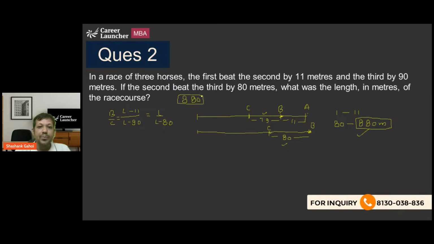I'll explain once more: B is 79 meters ahead of C and still needs to run 11 meters. B ran 11 meters and gained 1 meter. So to gain 1 meter, B needs to run 11 meters. To gain 80 meters, we need to run 880 meters, and that's going to be the total length of the race course. I hope everyone understood this question.